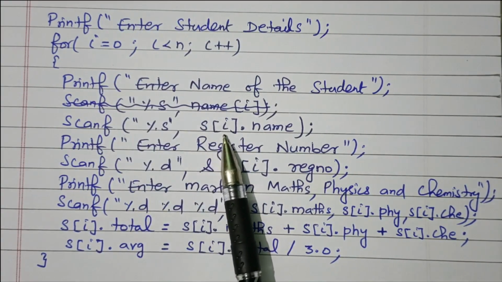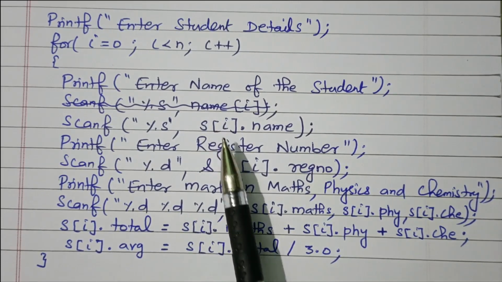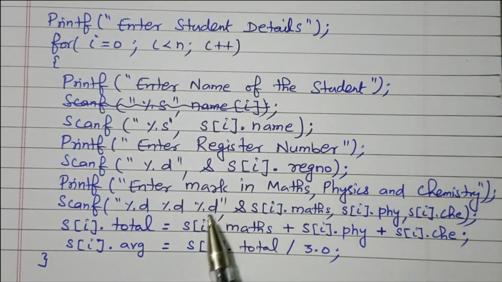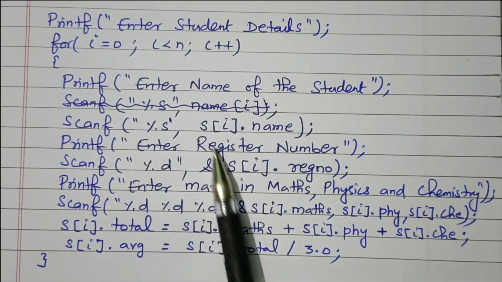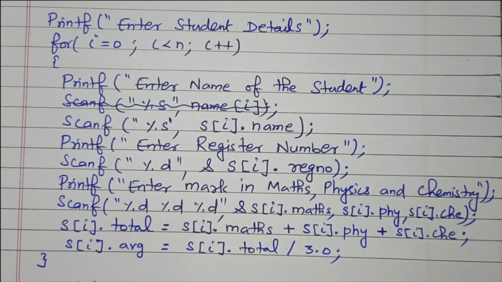At that time i will be 1. s of i, s of 1. 1 means second student detail. It will get the second student name, register number and mark. Then it will calculate total and average. Then it will go to the third student, fourth, fifth, like that for 5 students. For example, if n equal to 5, it will be repeated 5 times.